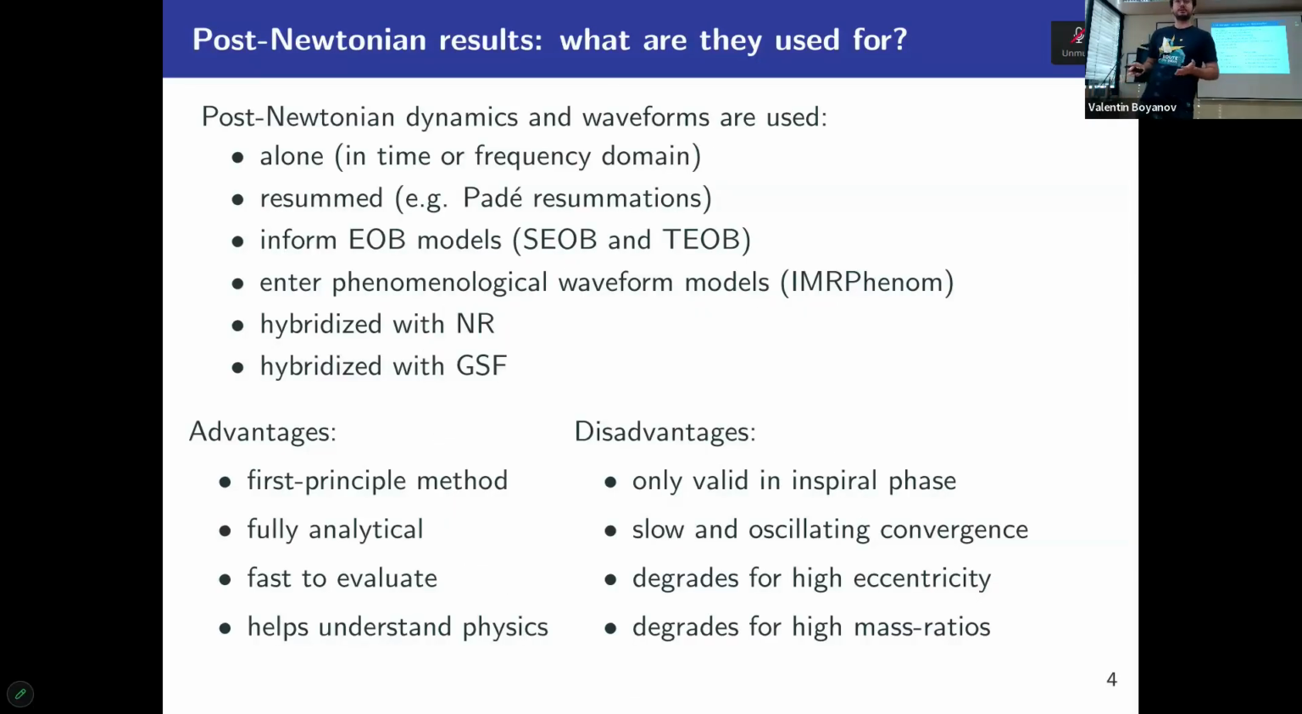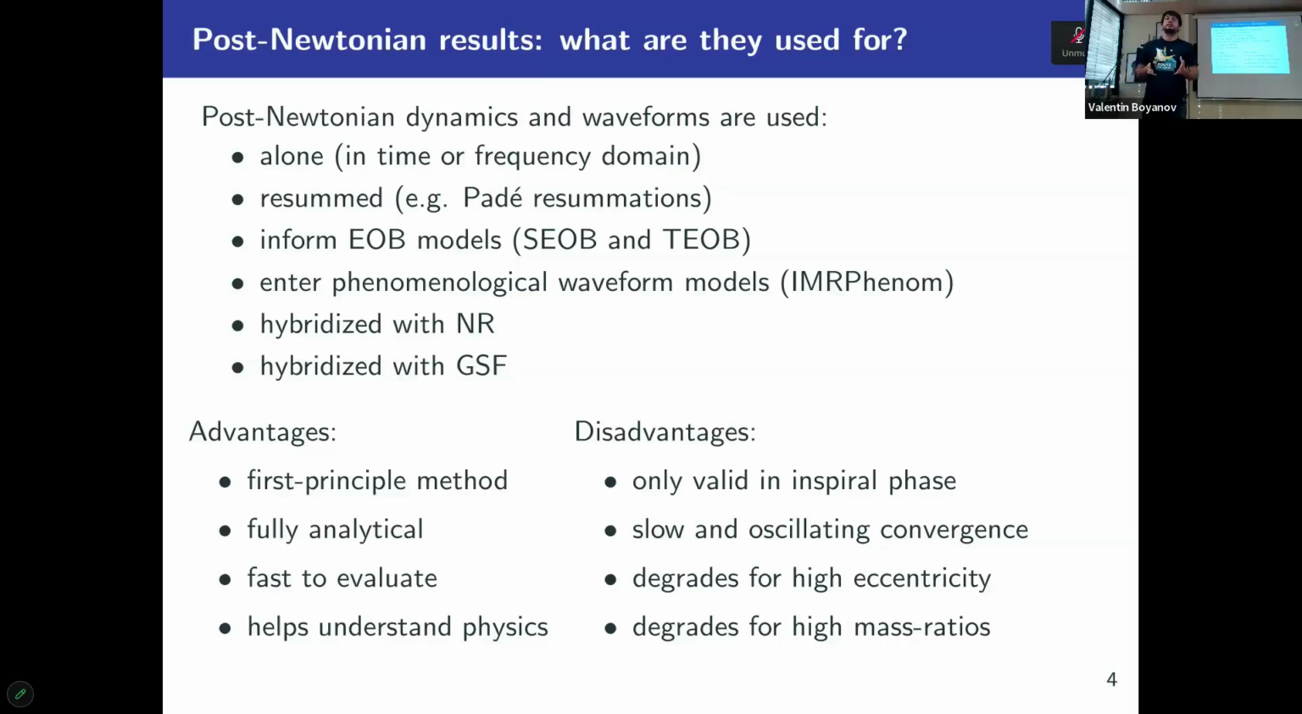So what are post-Newtonian results used for? Both dynamics and waveforms can be used alone. If you're thinking about LISA, for example, you can have binary systems which are actually in the weak field regime, which you can observe. In that case, you're in the regime of validity of post-Newtonian, and you can use the results. You can also resum them using Padé resummations to make them more valid towards merger. You can use them to inform effective one-body models, which have the same purpose. They enter phenomenological waveform models for in-spiral merger ring-down, where you can hybridize them with NR and with gravitational self-force.